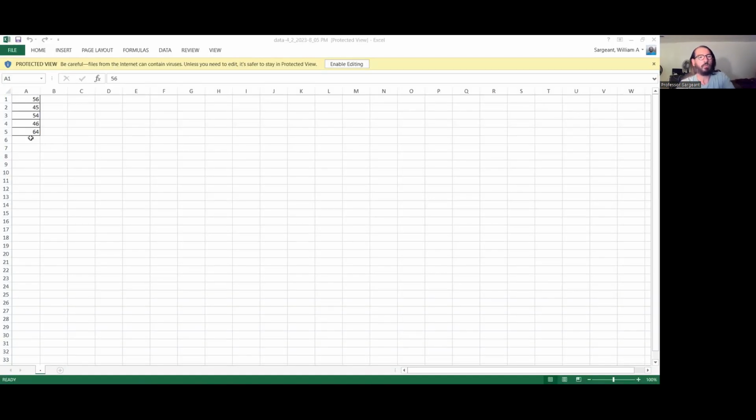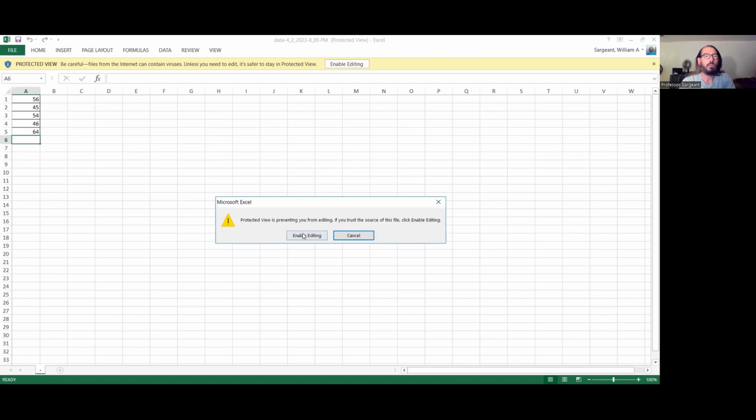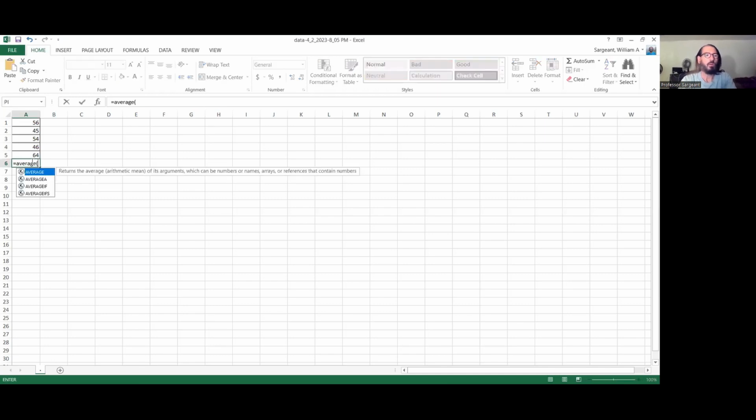Okay, here we go. So the mean for that small population of 5, typing in the 6th row, type equals the average of, oh, that was no good. Let's try that again. Equals average of what's in column A, row 1, down to column A, row 5.